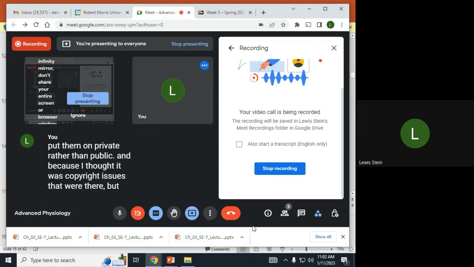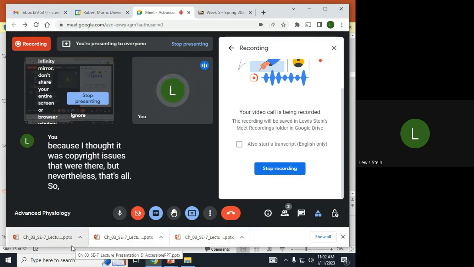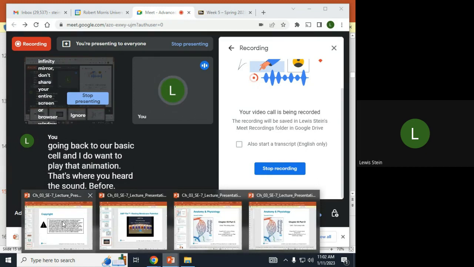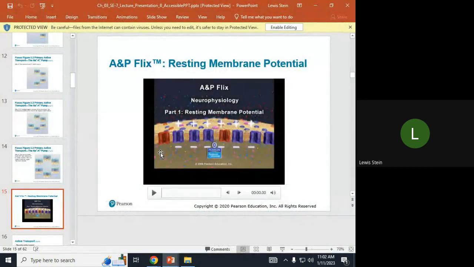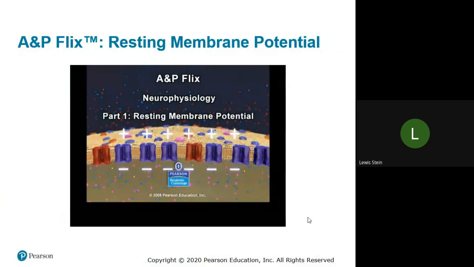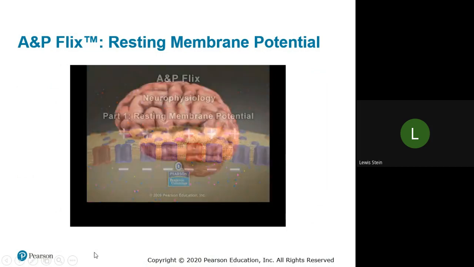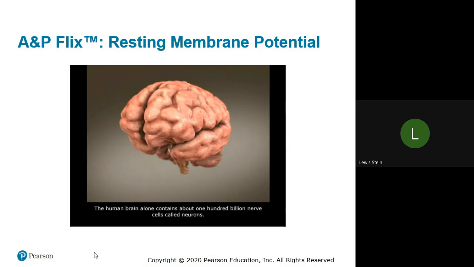But nevertheless, that's all. So we're going back to our basic cell. And I did want to play that animation. That's where you heard the sound before with that one PowerPoint. And this is 3B, as you recall. And I realize we've done all this, but rather than me narrating it, whenever we have these views that show these kinds of animations, I find them to be very valuable. Because I think they do a very good job with those, particularly when we start to see nerve and muscle physiology, which this is the lead into. So we'll start there. And again, you'll find you have the PowerPoint on your Blackboard.